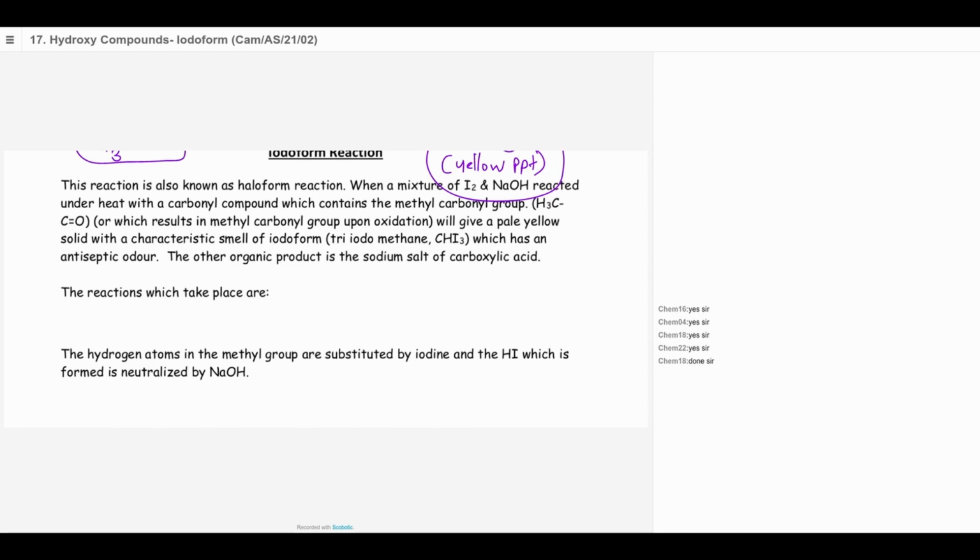So I'm going to take a molecule which is a 2-one ketone which contains a methyl carbonyl group. I'm going to add to this sodium hydroxide. Let me write it separately.